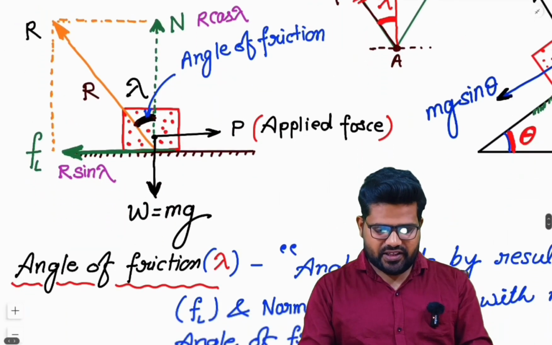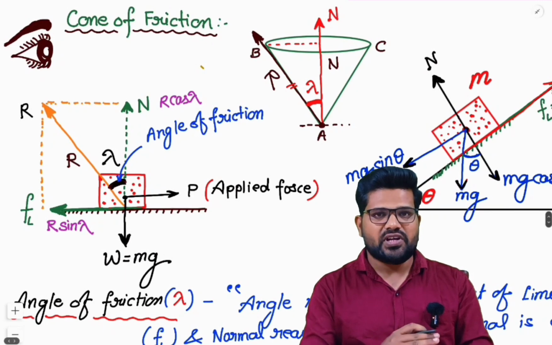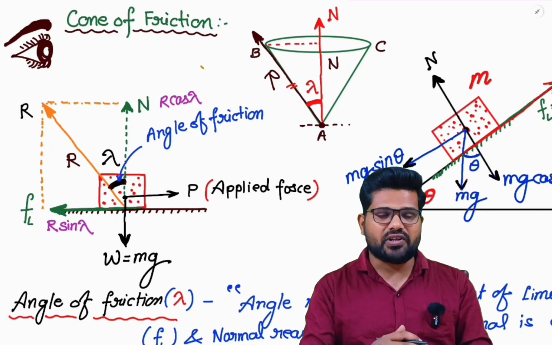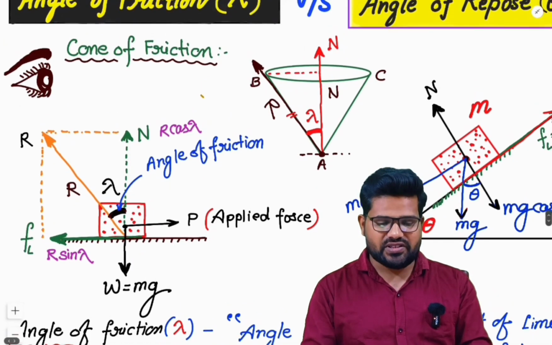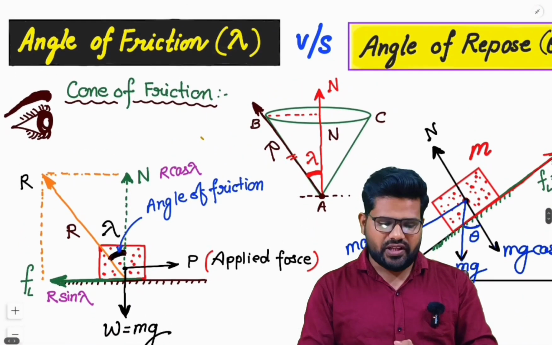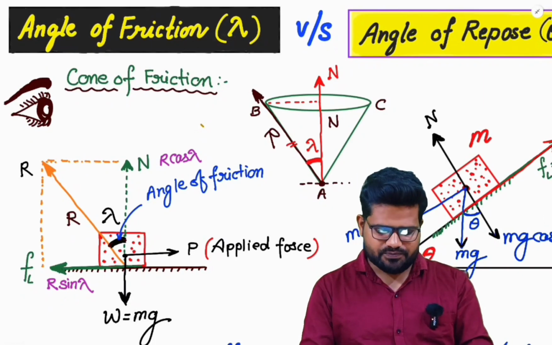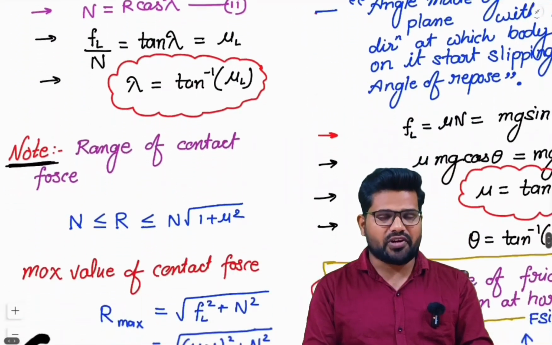Just as we discussed, the contact force has two parts, normal reaction and frictional force. It is not essential that every time frictional force will be part of the contact. No. When the body is simply placed on the surface and is not trying to move, then the contact force is equal to the normal reaction. So we can say the minimum value of the contact force is nothing but the normal reaction.